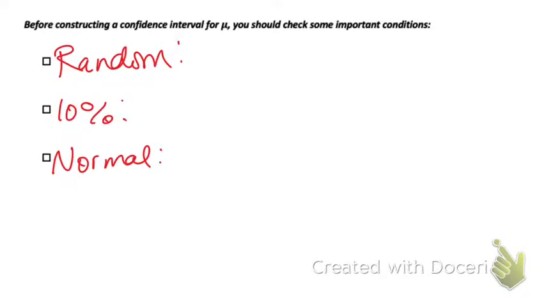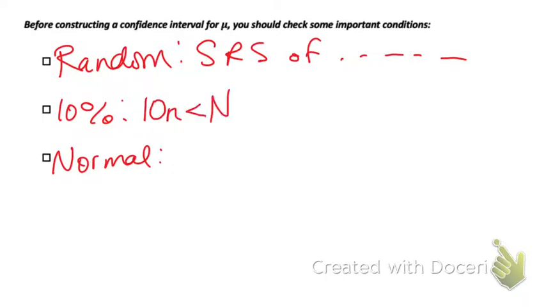How do you guys check the random condition? SRS. You just have to say there's an SRS of blah, blah, blah. How do you check the 10% condition? You do math with what formula? Perfect. 10 times the sample size has to be less than the population size. Most of the time we just assume the population's big enough. Okay. Normal. Here's the fun one.